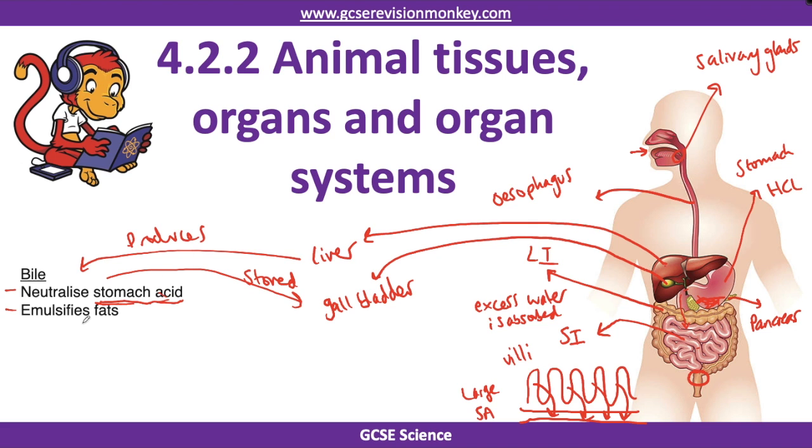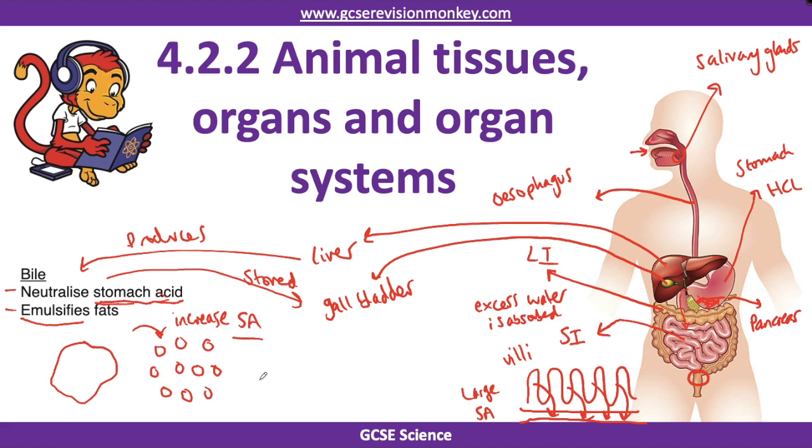And also it emulsifies fats. And what that means is it will break a large lump of fat up into smaller droplets like this. And in doing so, it increases the surface area, which I'm just going to abbreviate SA, increases the surface area of that fat so that it is more easily digested when it reaches the small intestine.